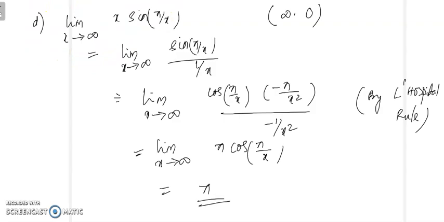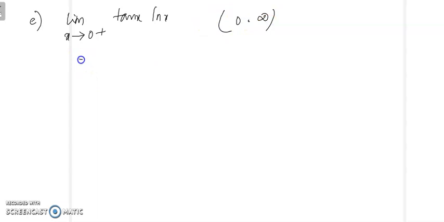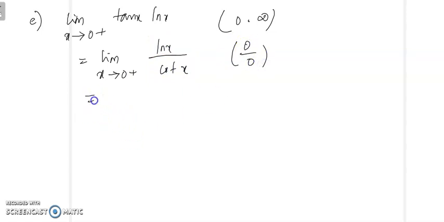And next question is, find limit x tends to 0 plus tan x into ln x. So that is again 0 into infinity form. So this can be rewritten as limit x tends to 0 plus ln x by cot x. So that will be in infinity by infinity form.